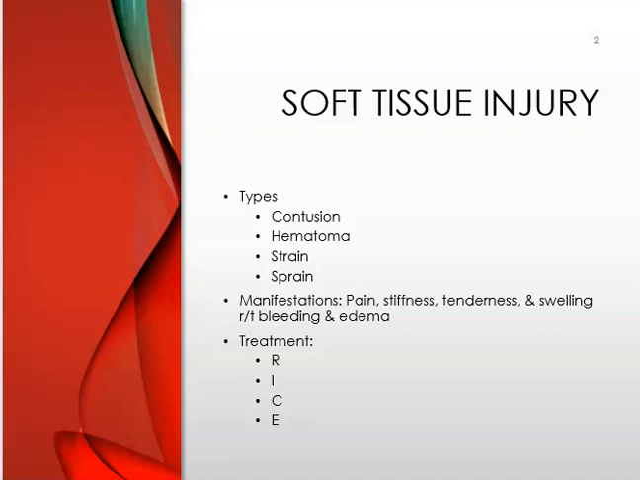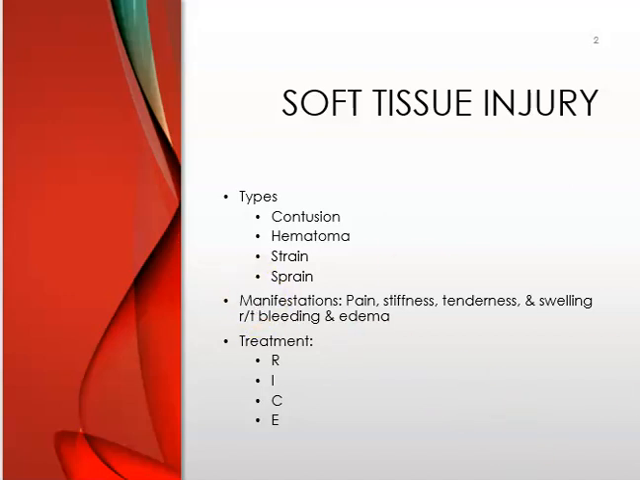Contusions, and that's going to be bleeding into the soft tissue, often resulting from blunt force. That's going to be your bruises, but you would document them as a contusion. A hematoma, that is going to be a contusion with a large amount of bleeding, so they're going to have swelling under the skin from the blood.